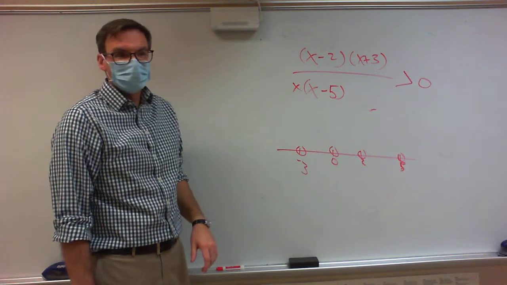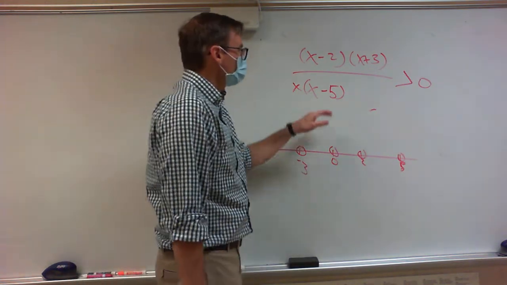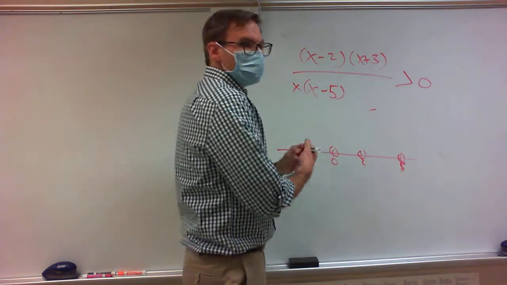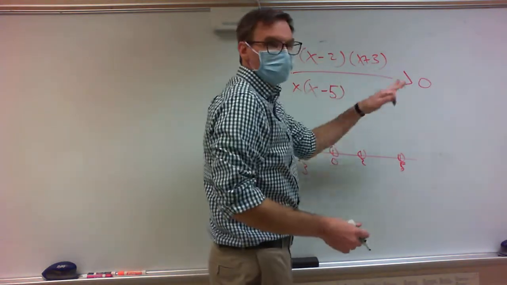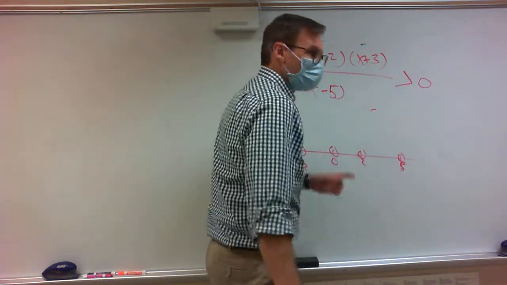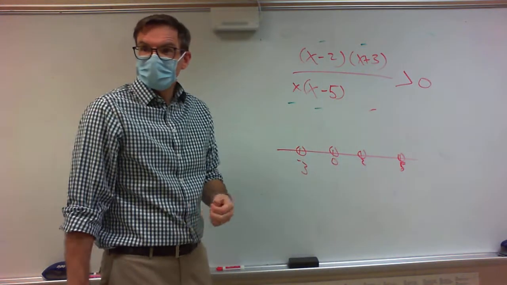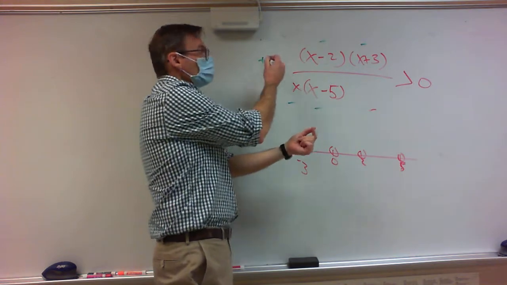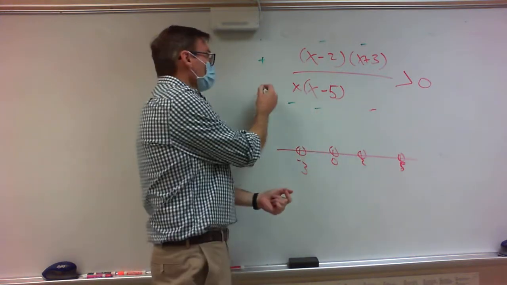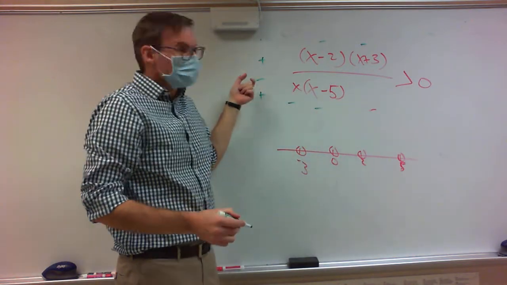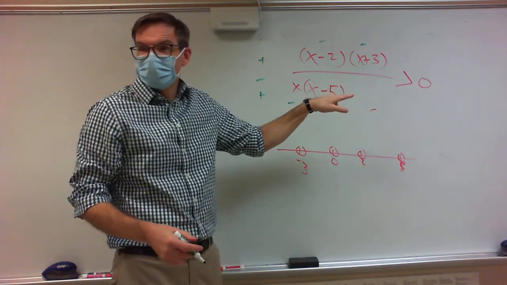Negative 1,000. If x is negative 1,000, are we okay that negative 1,000 minus 2 is negative? Negative 1,000 plus 3, well, that's still negative. Negative 1,000, that's negative. Negative 1,000 minus 5, that's negative, right? Negative times negative, so our top is positive. Negative times negative, our bottom is positive. Is a positive number bigger than 0?